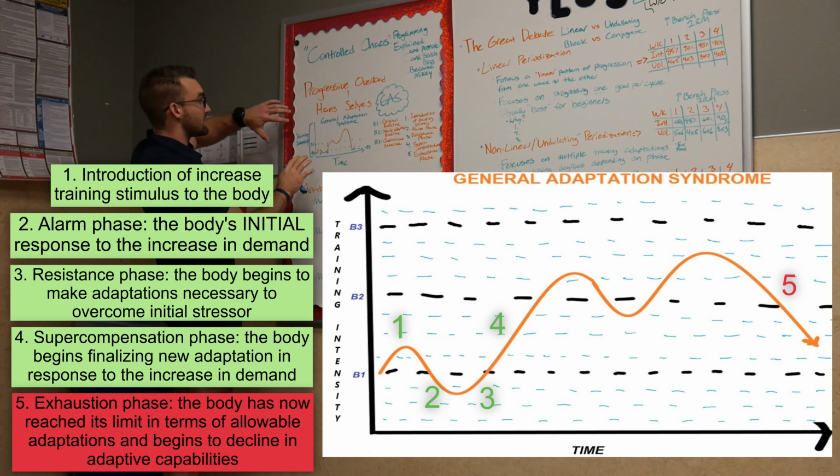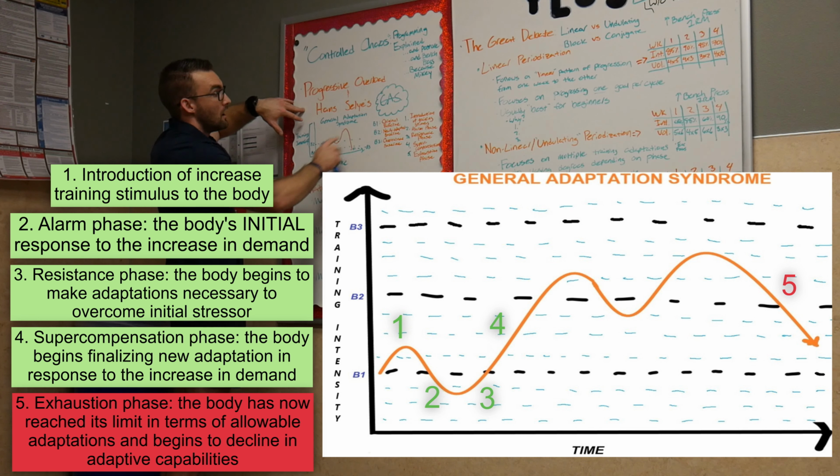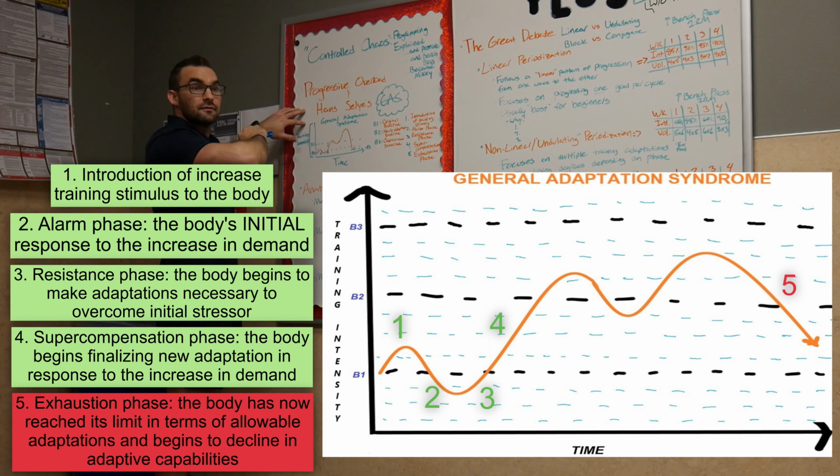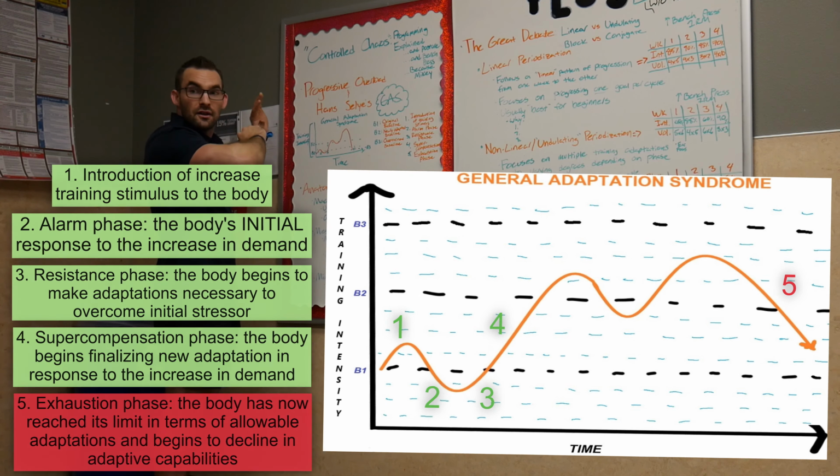Have I lost anyone so far on this introduction? Because this is pretty important to get down first. Yeah, I can't read number 1. What does that say again? Here? Yeah. Introduction of training stimulus. Yeah, thanks. Any other questions so far? Vic, I think you had a question.